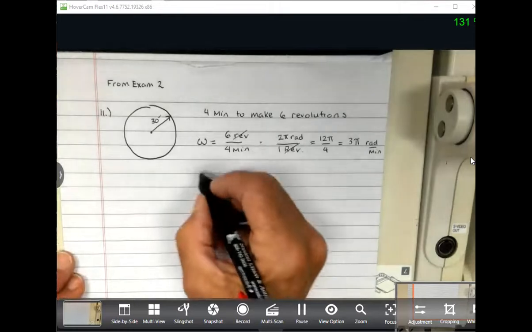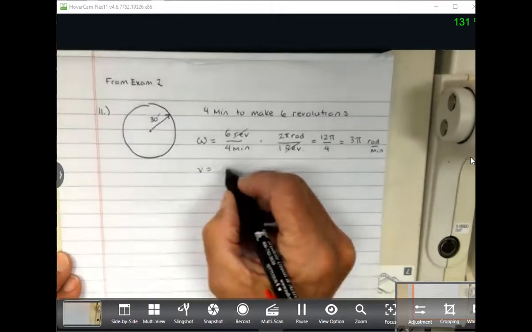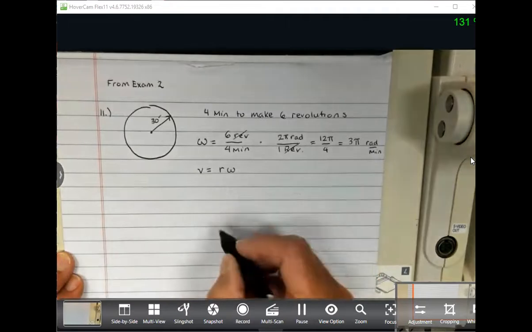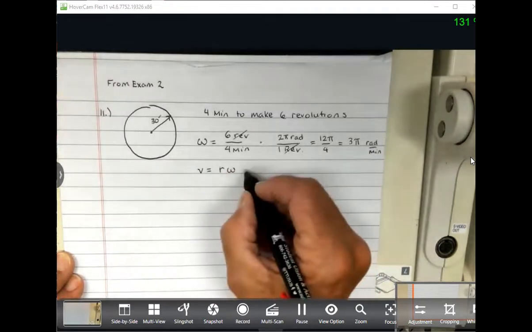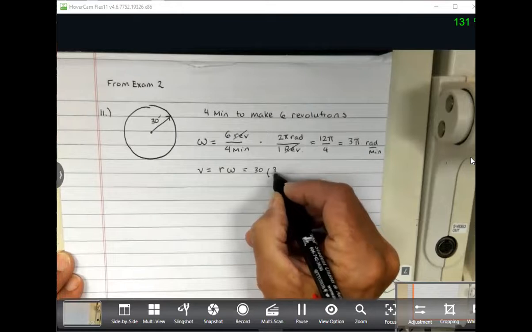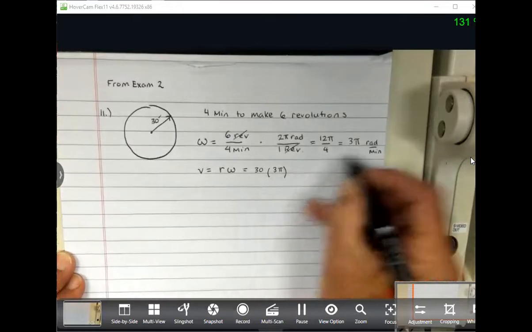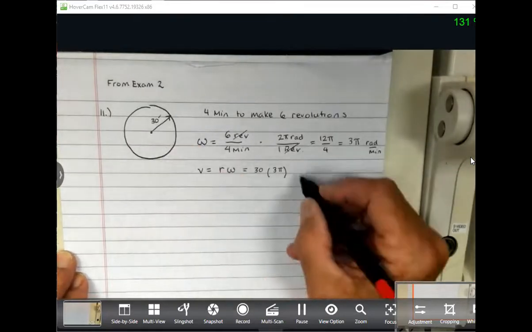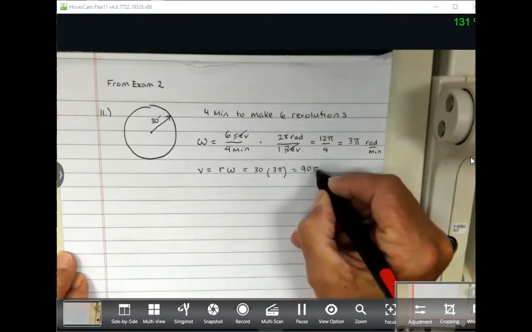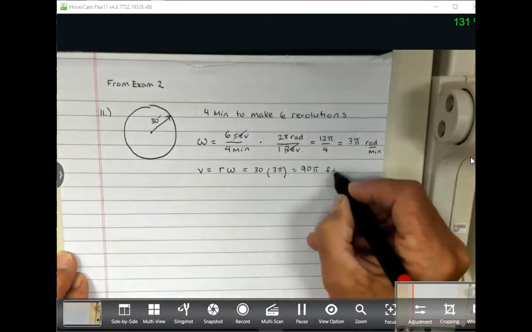Once you have that, the linear velocity is just the product of the radius with the angular velocity. And so if I take that 3 pi and multiply it by 30, a radian is also measured in feet here, and so we have 90 pi feet per minute.